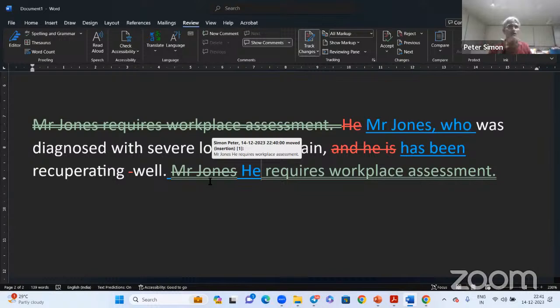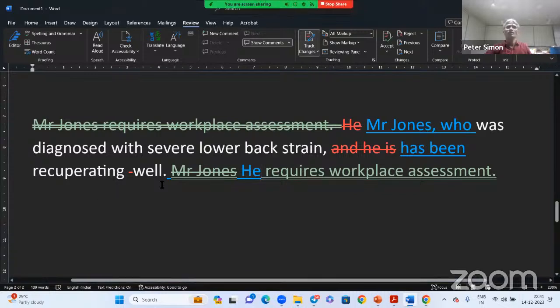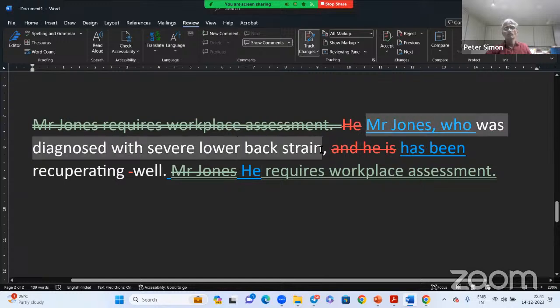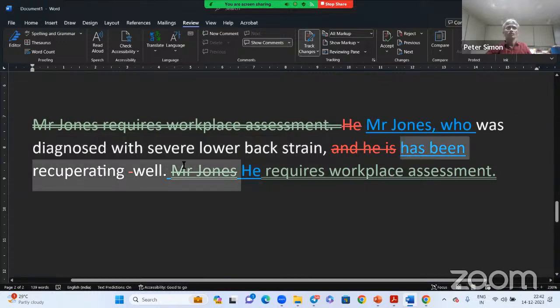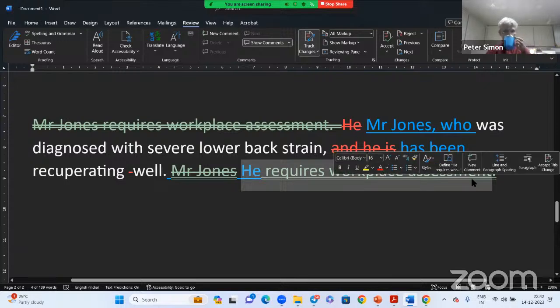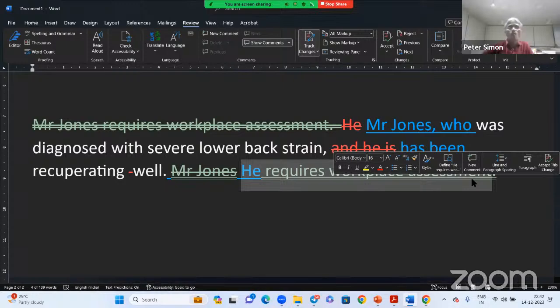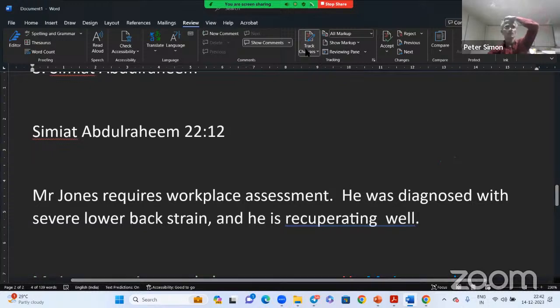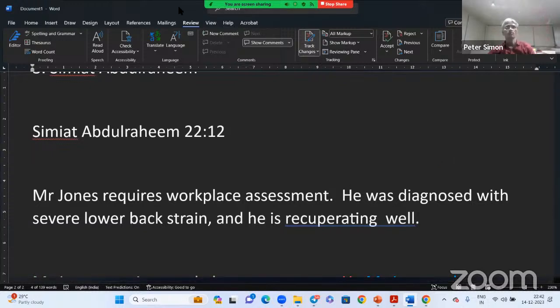First tell Mr. Jones was diagnosed with severe lower back strain. Now he has been recuperating well. Therefore, he requires workplace assessment. This is past. This is present, and this is future. Don't you know that? Don't you understand that? Okay. Who is this? Simiat. Yeah, good.